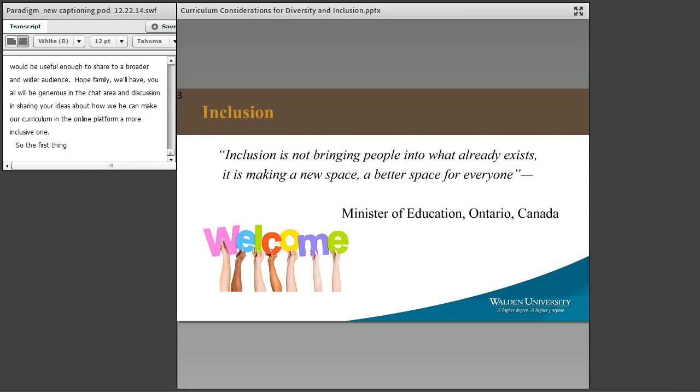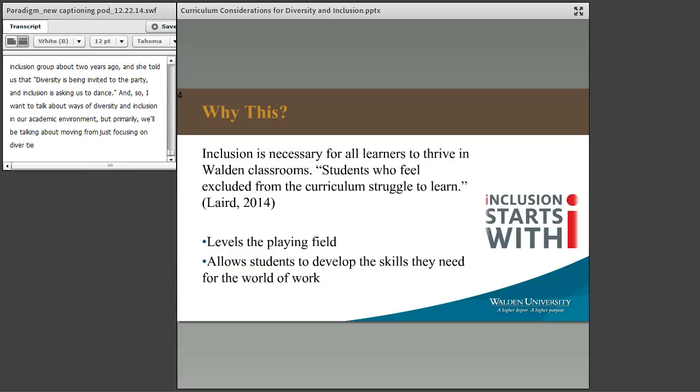So the first thing you see is a quote by the Minister of Education in Canada: "Inclusion is not bringing people into what already exists. It is making a new space, a better space for everyone." And I actually like the quote that our own Laurel Walsh shared with us as a diversity and inclusion group about 2 years ago. She told us that diversity is being invited to the party and inclusion is being asked to dance. So primarily what you will hear us talk about are ways that we can respond to diversity and inclusion in our curriculum and in our academic environment, but primarily we will be talking about moving from just focusing on diversity to creating a more inclusive environment.